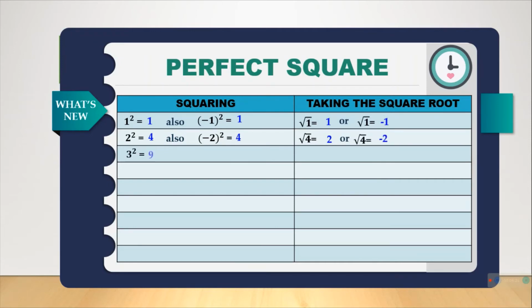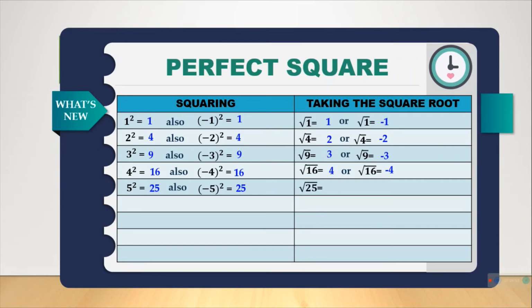3 squared. So, 3 times 3 is 9. Also, negative 3 squared is also 9. The square root of 9 is equal to 3 or the square root of 9 is equal to negative 3. 4 squared is equal to 16. Also, negative 4 squared is equal to 16. The square root of 16 is 4 or the square root of 16 is negative 4. And then 5 squared is 25. Also, negative 5 squared is also 25. Then the square root of 25 is 5 or the square root of 25 is negative 5.